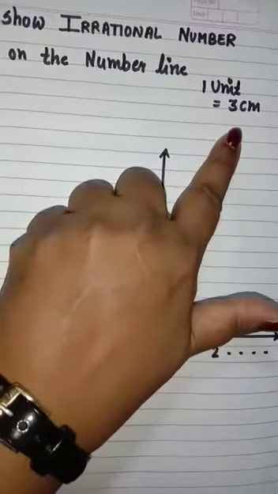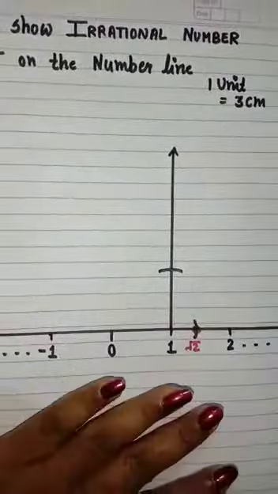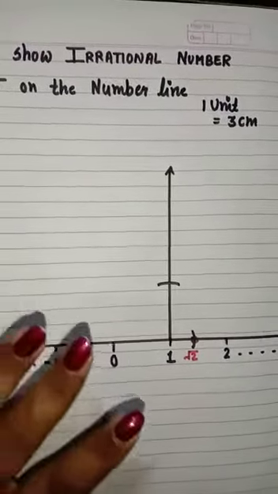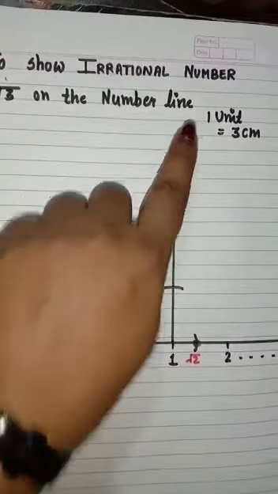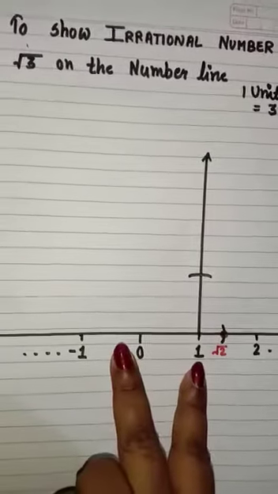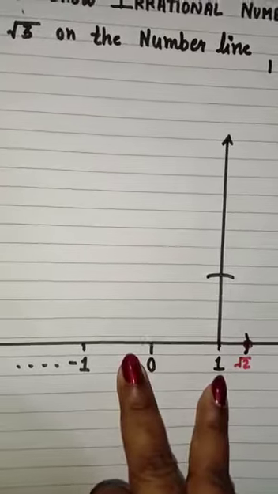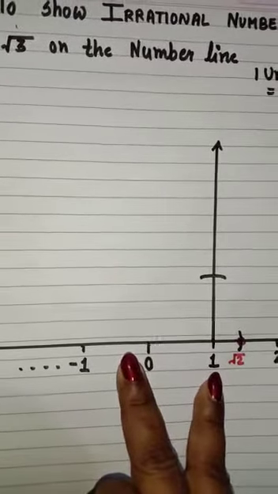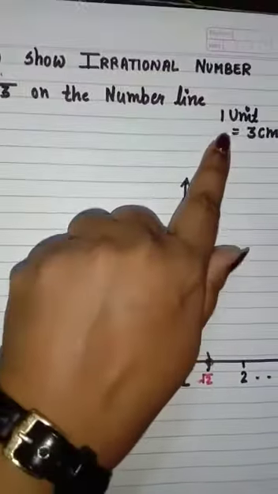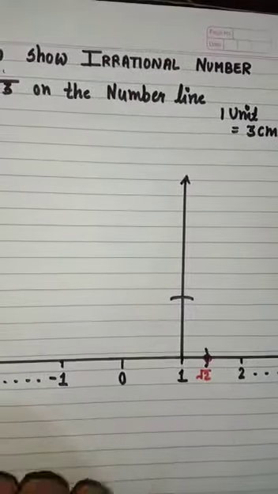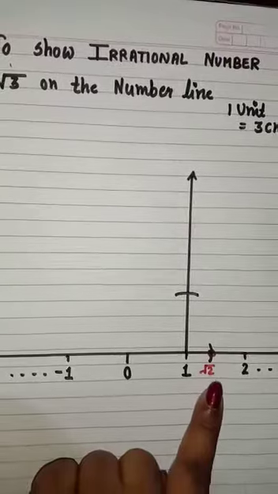1 unit is equal to 3 centimeters, and the reason, as I have already told you, is that there should be no messy diagram. You can take 1 unit, that is the difference between two consecutive integers, as 3 centimeters or 4 centimeters. It totally depends on you. I have taken 1 unit equal to 3 centimeters, and I have already drawn root 2.